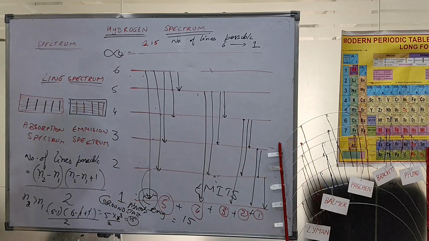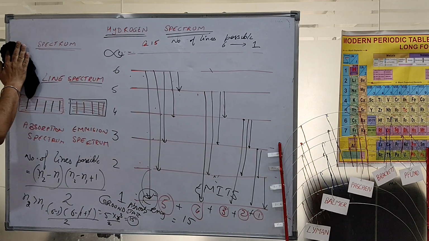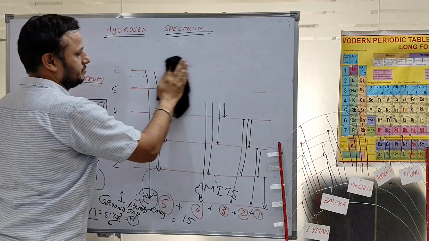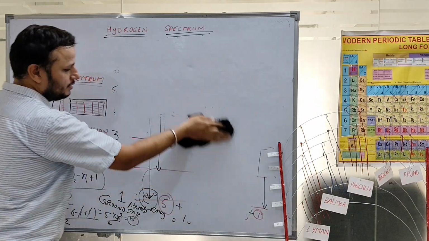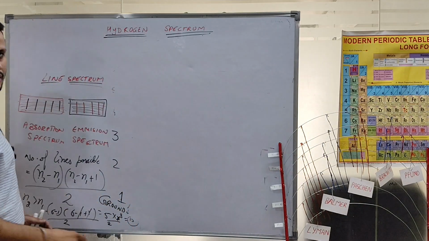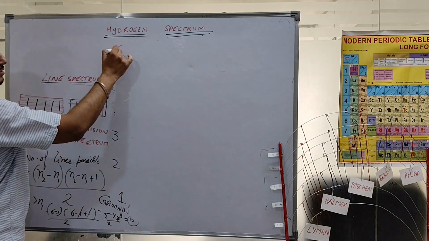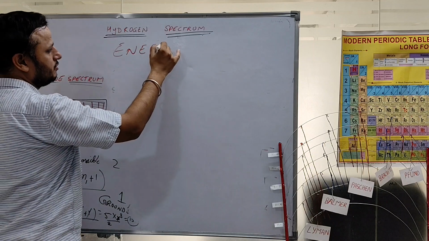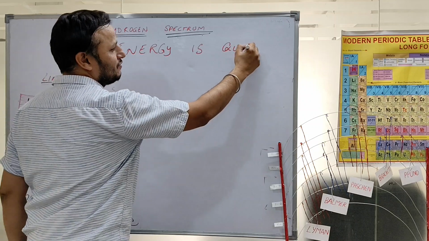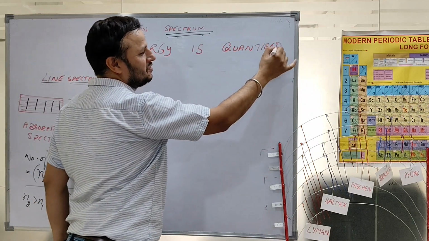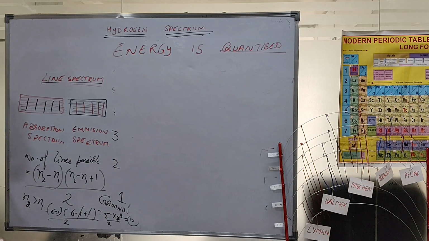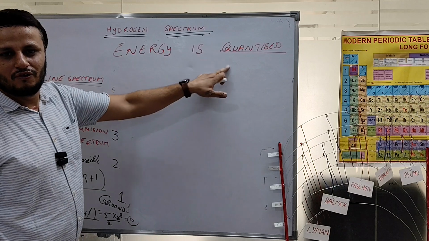And now coming on to the conclusion part of the hydrogen spectrum. When an electron absorbs energy, it moves to a higher level, and this gave a result to Bohr: energy is quantized. I told you to remember this word in the previous lectures. Energy is quantized.